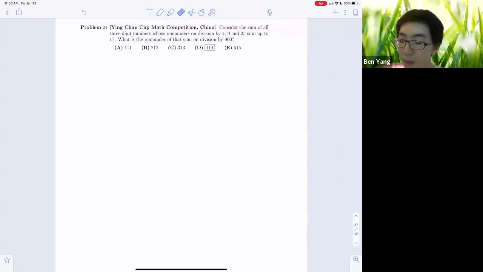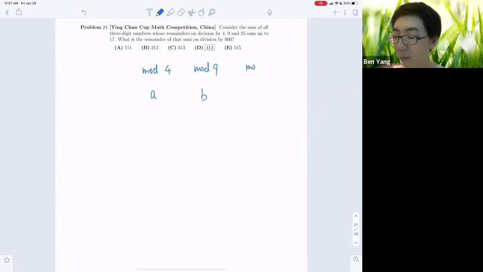All right, problem 24. So first, let's think about how we can make a number whose remainders on division by 4, 9, and 25 sum up to 17. Well, the easiest way is that first we pick its remainder on division by 4. So mod 4, let's say the remainder is A. And then we pick its remainder on division by 9. Mod 9, let's say the remainder is B. And then for mod 25, we need 17 minus A minus B.